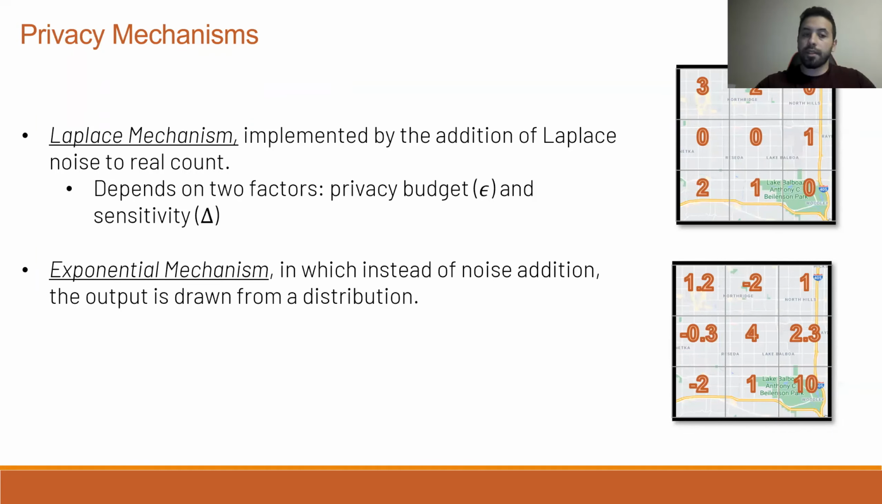The second mechanism that we have is the exponential mechanism, which uses a distribution to actually achieve differential privacy for the histograms.